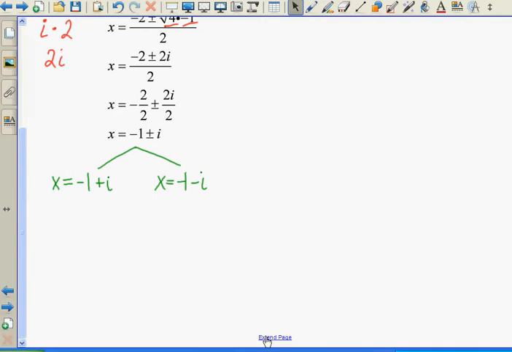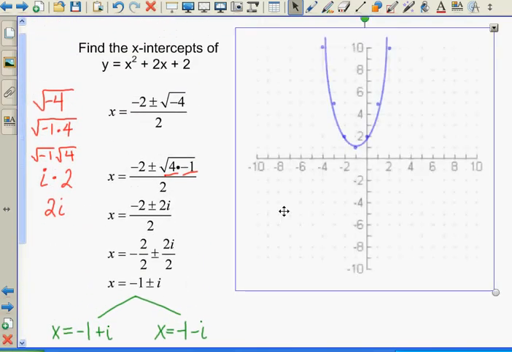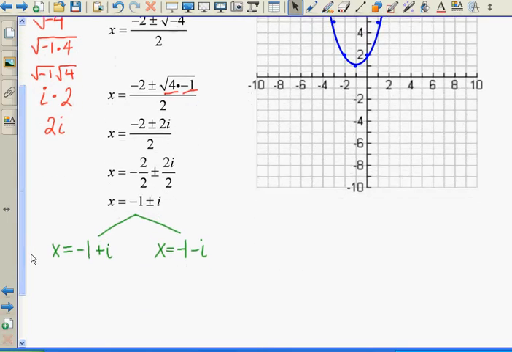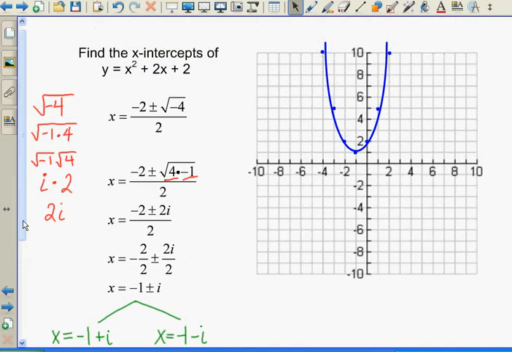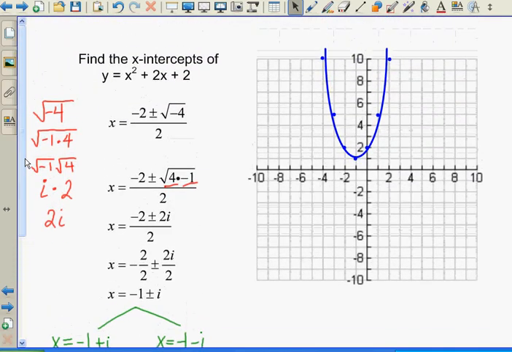Now, this is kind of confusing. Let me pull up our graph again. So we're saying we don't have roots that are real roots. We have what we call imaginary roots, but what does that look like? Because on our graph, we very clearly don't see any roots. So where do we see imaginary roots at? How do we know if we're right when we get these imaginary roots? What does that mean? What does it look like?